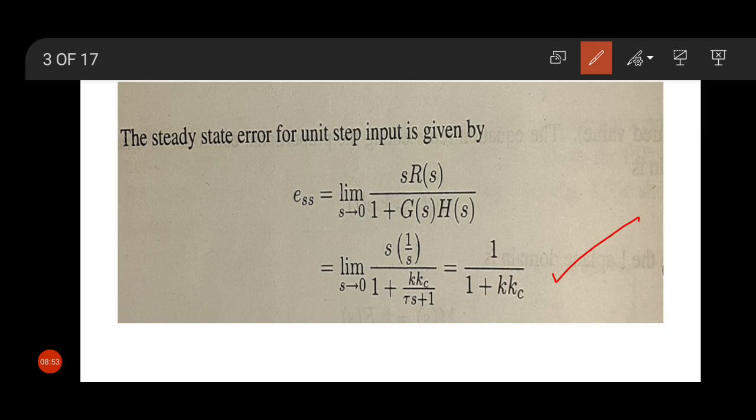That is, the system output will not exactly match the desired set point. The difference between the set point and the system output is known as steady state error or offset. When Kc approaches infinity, the steady state error becomes 0, but that is practically not possible. So from this equation we can find that an increase in Kc speeds up the transient response and reduces steady state error of the system.